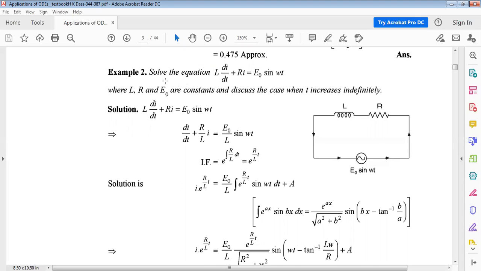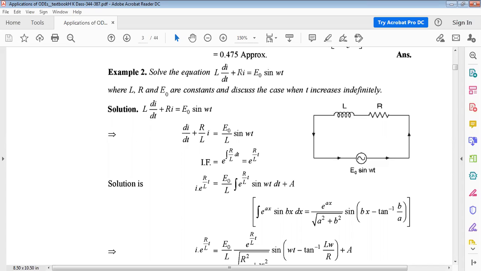Now let's solve another example. Solve the differential equation L di/dt plus Ri equals E naught sine omega t. This is a differential equation of first order, where L, R, E naught are constants, and discuss the case when t increases indefinitely. In this circuit, the EMF E equals E naught sine omega t.